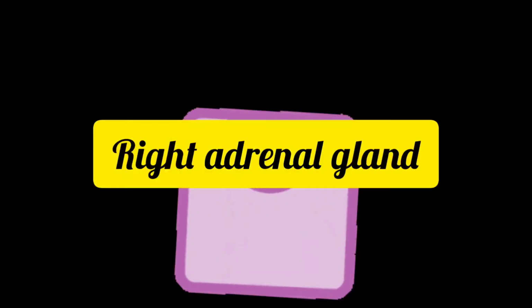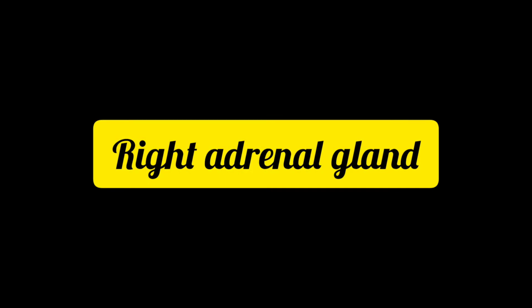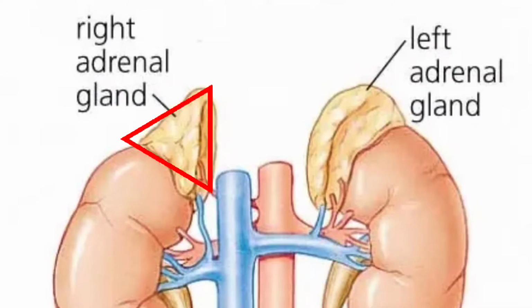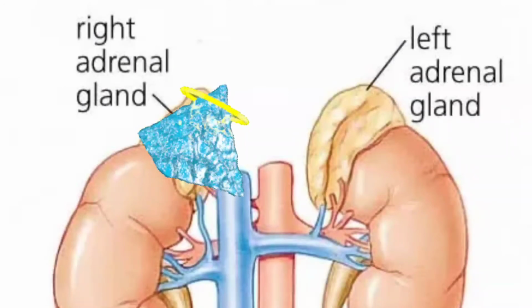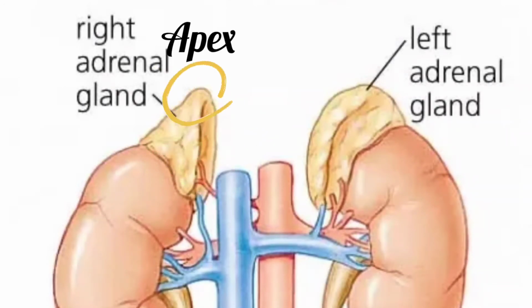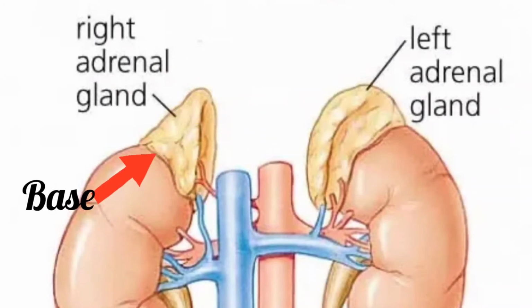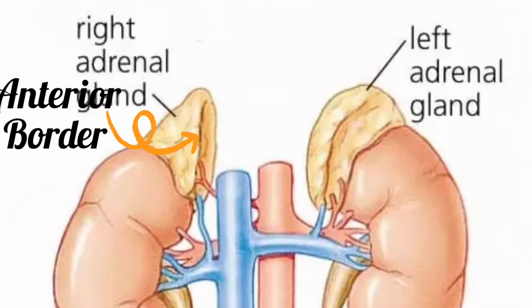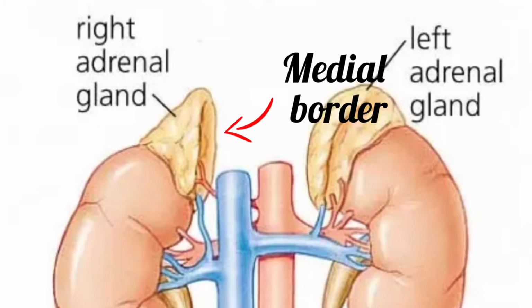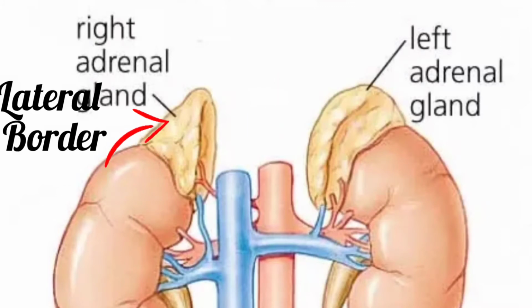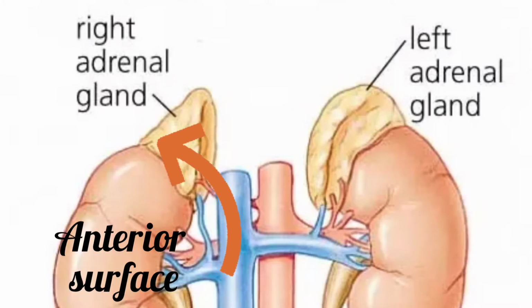Now we will look into the features of right adrenal gland. It has a triangular to pyramidal shape, and it has an apex and also a base, and it has an anterior border, a medial border and also a lateral border, and it has two surfaces, that is the anterior surface and also posterior surface.